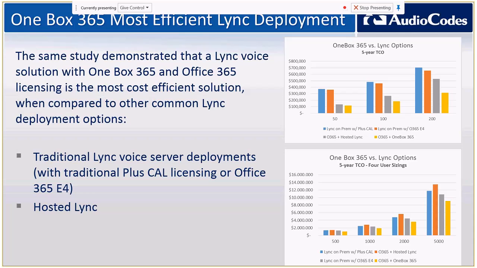And now we have a hybrid option, which we didn't have in the past, which is the fourth option, Office 365 plus OneBox 365. And leveraging the OneBox pre-built architecture and Microsoft Office 365 licensing, you can see our TCO for OneBox 365 with Office 365 E4 is significantly lower than any other type of Lync deployment. And again, this is something that we can provide you with a more detailed study.